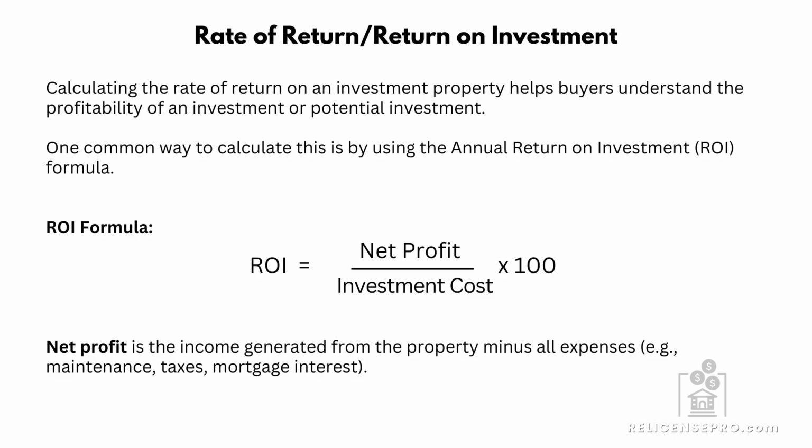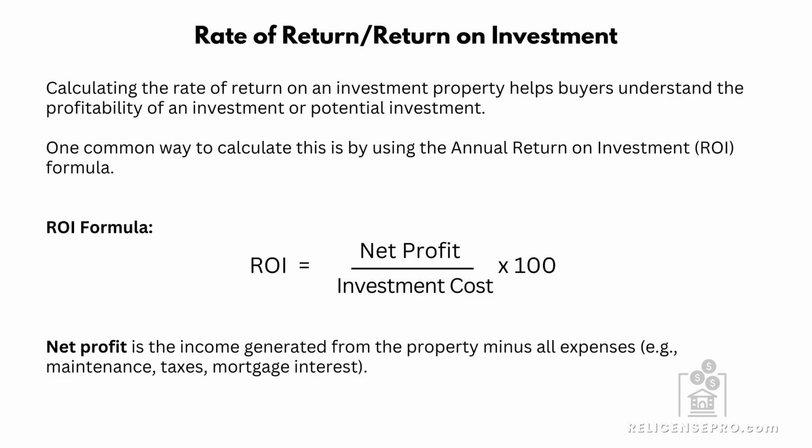Calculating the rate of return on an investment property helps buyers understand the profitability of an investment or potential investment. One common way to calculate this is by using the annual return on investment or ROI formula. The ROI formula is return on investment equals net profit divided by the investment cost times 100. The net profit is the income generated from the property minus all expenses. Examples here would be maintenance, taxes, and interest, okay? Legal fees, etc. All of these things, once we subtract out, and then we're good to go.